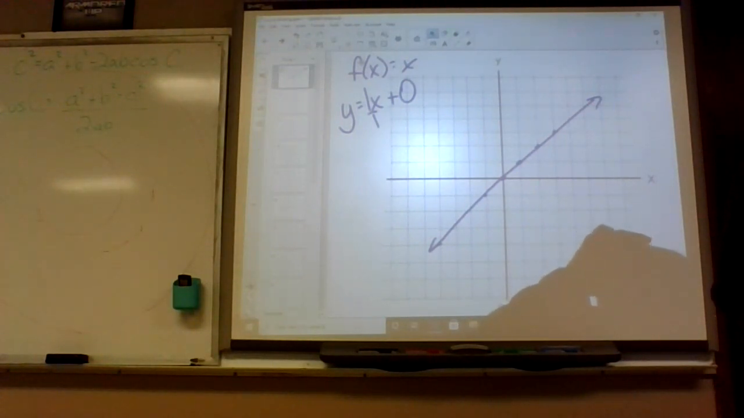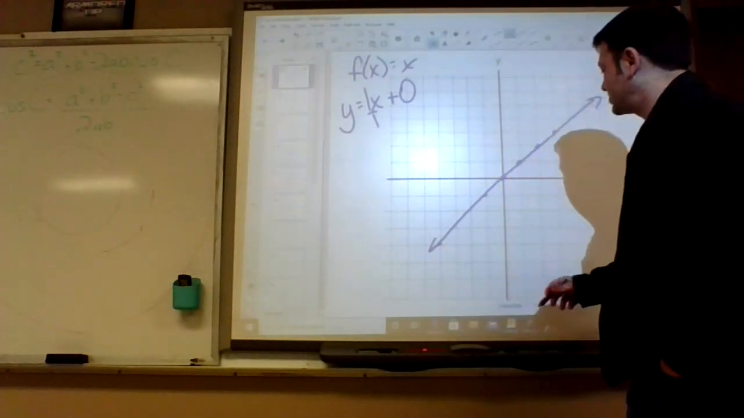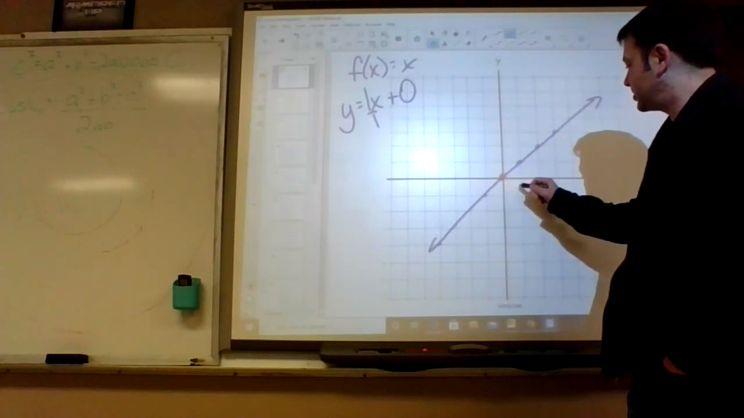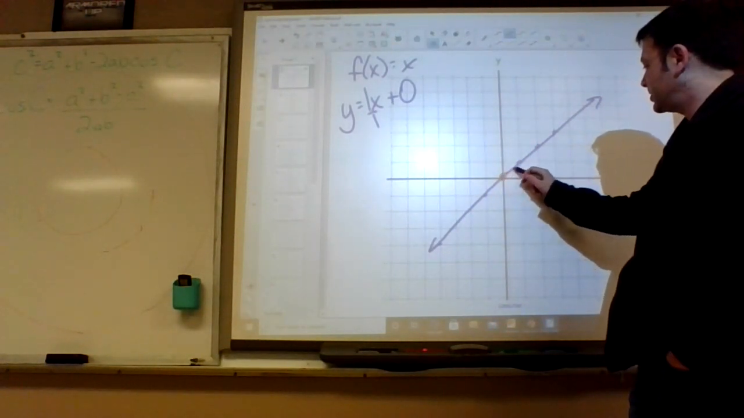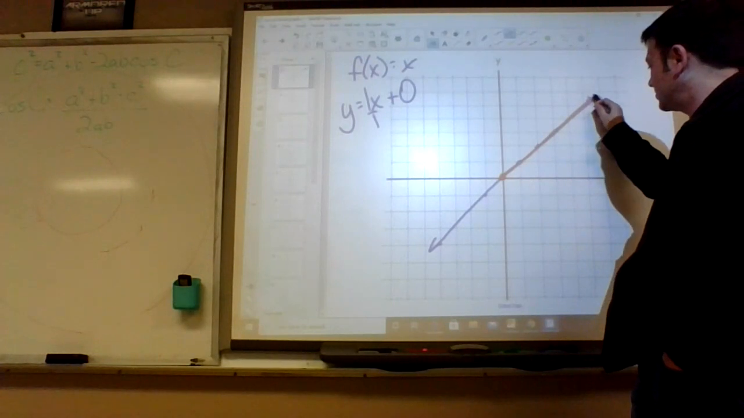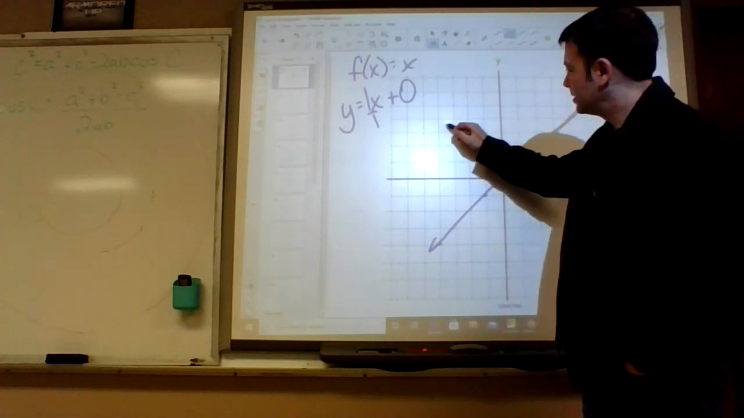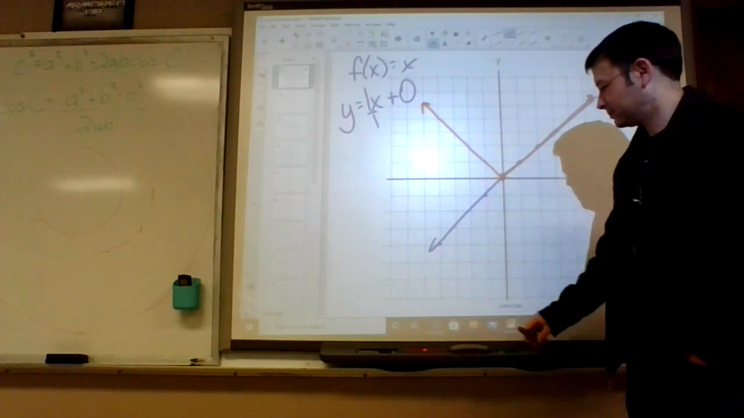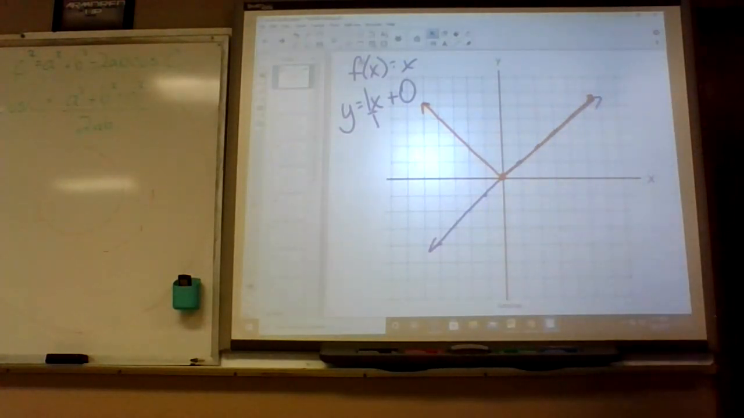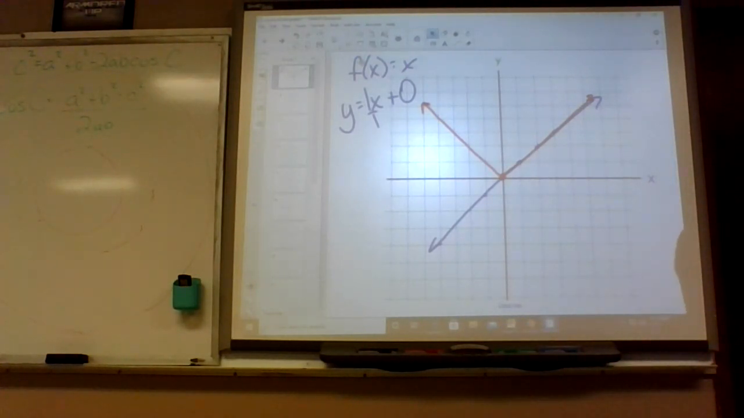And graph g of x equals absolute value of x in a second color. That was a V. So this is why color matters, because there's going to be an overlap, right? It's a perfect diagonal V, so it looks like that.